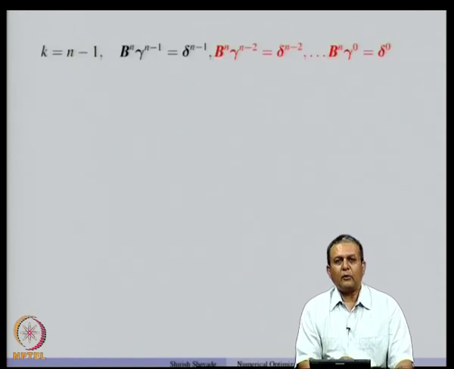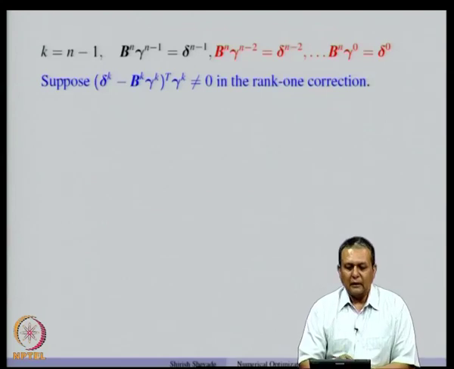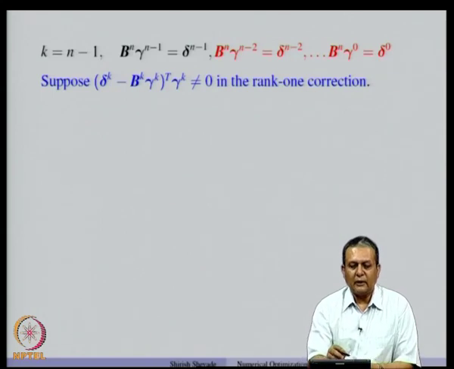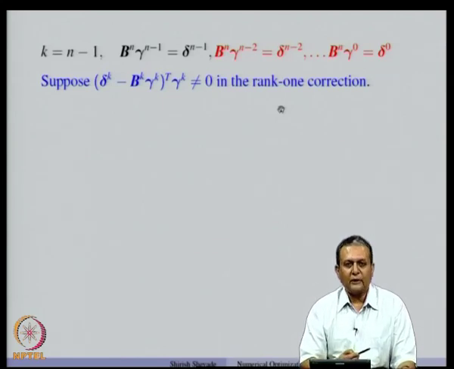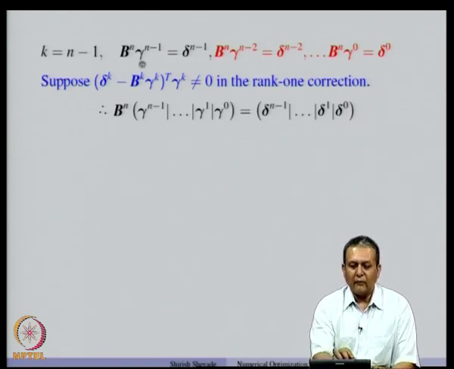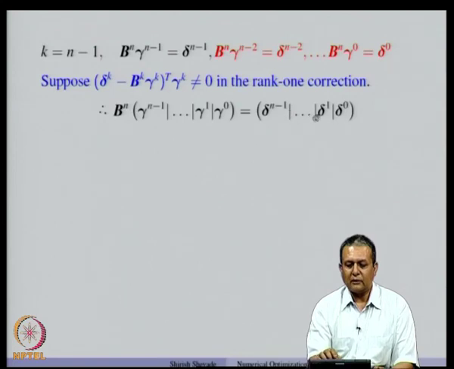Now, if this hereditary property holds, and in addition, in the symmetric rank 1 correction, we make sure that the denominator in the second term, which is nothing but 1 over alpha, is not 0, so that every update is defined properly without any numerical issues, then we can write this expression compactly as Bn into a matrix whose n columns are gamma n minus 1 up to gamma 0, equal to another matrix whose n columns are delta n minus 1 up to delta 0.